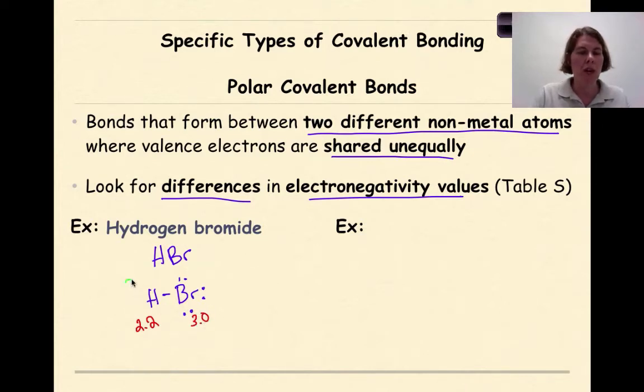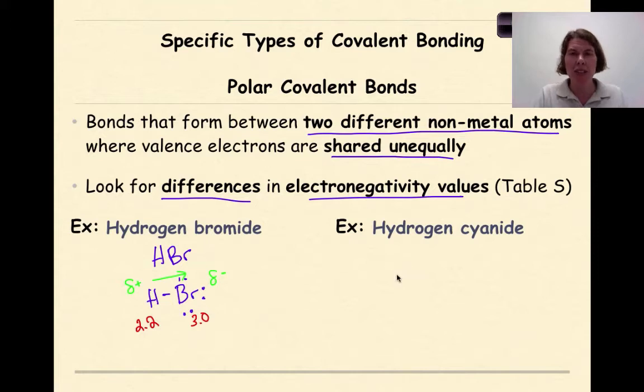Therefore, the hydrogen would have the slightly positive charge associated with it and the bromine would have a slightly negative charge. And therefore, the electron density, the shared electrons between the hydrogen and the bromine, would be pulled closer towards the bromine. At the same time, let's look at hydrogen cyanide.